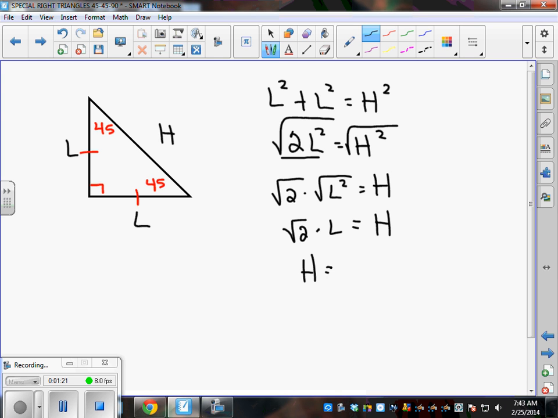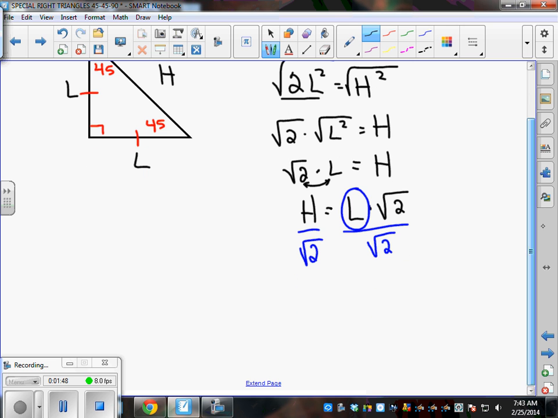To get the hypotenuse, you just take the leg and multiply by the square root of 2. Notice that all I did there was change the order of those numbers. So if you're given the leg in a 45-45-90, you can multiply it by the square root of 2 and get the hypotenuse. Using that same idea, if I wanted to find the leg, I would solve for the leg and divide by the square root of 2. So to get the leg, I take the hypotenuse and divide by the square root of 2.